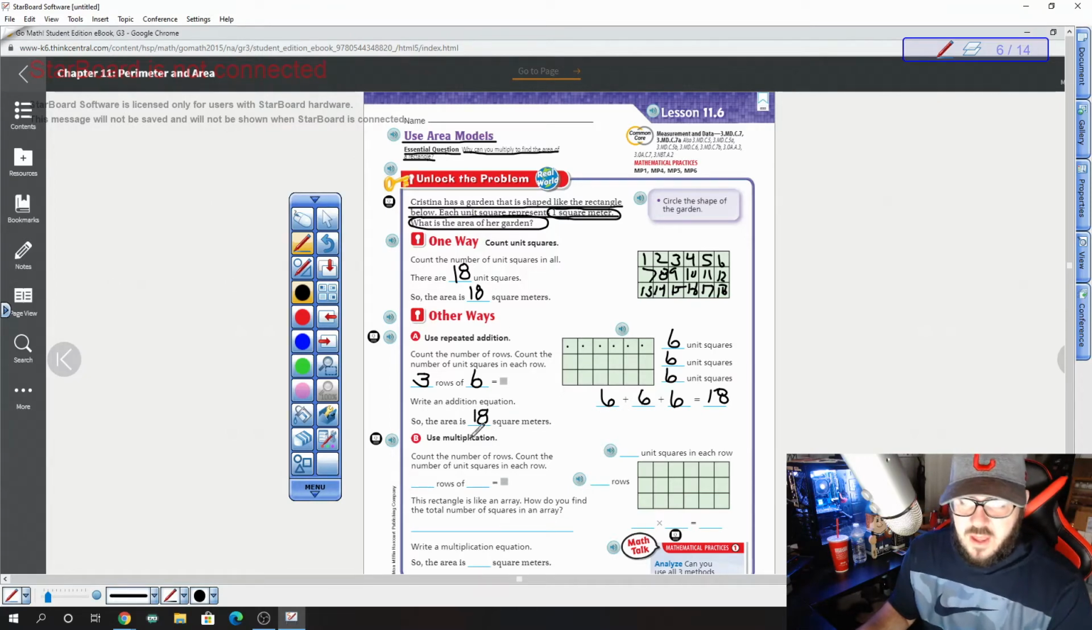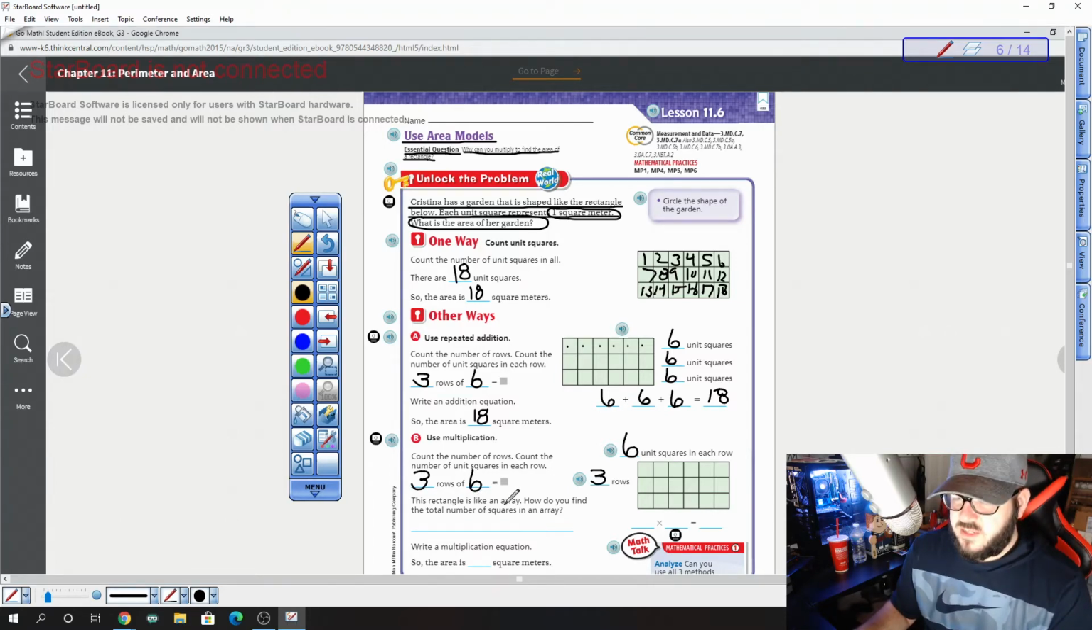Okay? But the final way, and the way that we're learning today, is to just use multiplication instead. So we count the number of rows, we count the number of unit squares in each row. So how many rows are there? There's 1, 2, 3. 3 rows. How many squares are in each row? We already found out in the last part of this problem that there's 6. So we have 3 rows of 6.